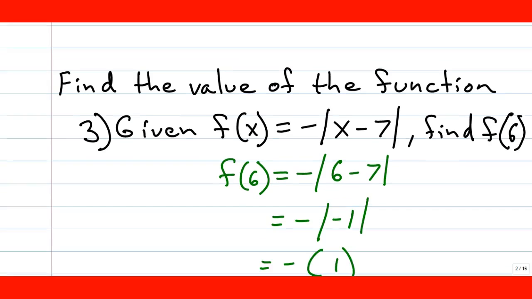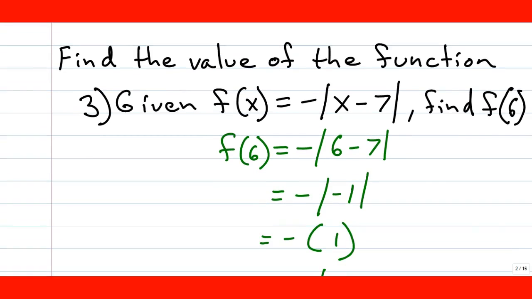Let's move on to problem number 3. Find the value of the function. These are the instructions for number 3 and for number 4. We're given the function f of x equals a negative absolute value of x minus 7. And it says to find f of 6. So I'm going to plug a 6 in wherever I see that x. So I have a negative absolute value of 6 minus 7.